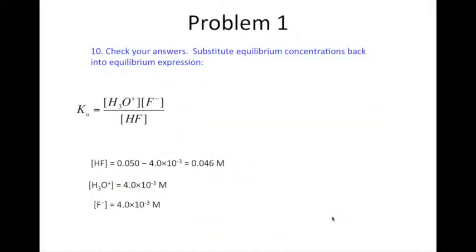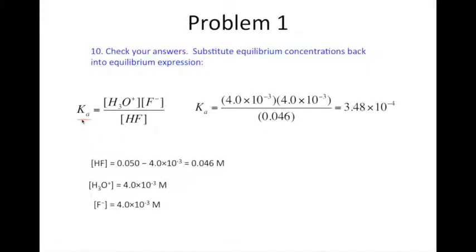And the final thing, let's just check our work. It's always good to check to be sure we did everything correctly. We have our values. Let's plug them into our Ka expression that we had earlier and solve for Ka. Again, we're plugging in our equilibrium concentrations because that is an equilibrium constant. Plug them in and solve, we get 3.48 times 10 to the minus 4.